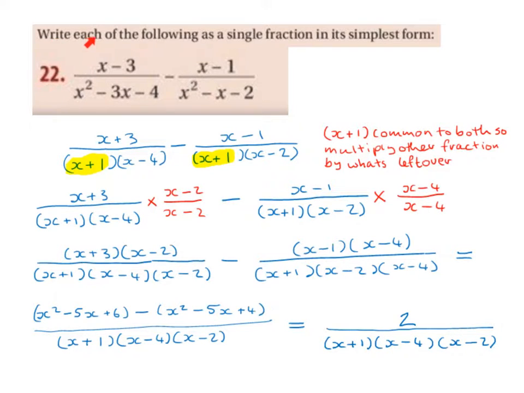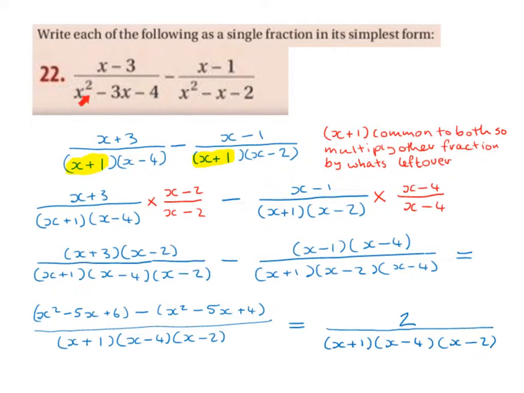Write each of the following as a single fraction in its simplest form. So we have (x minus 3) over (x squared minus 3x minus 4) minus (x minus 1) over (x squared minus x minus 2). So the first thing we're going to do is factorize the denominator.